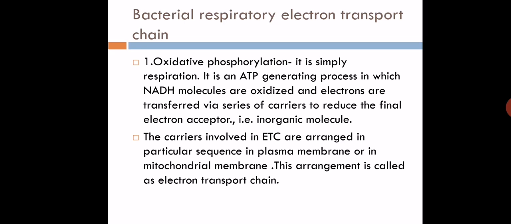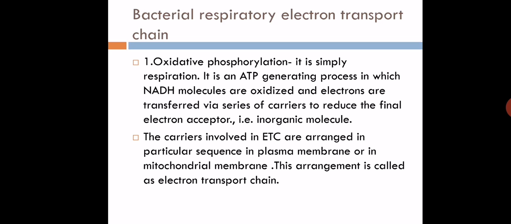Now we are studying the electron transport chain, the bacterial respiratory electron transport chain. See here, whenever there is an energy generating metabolic process, it may be substrate level, it may be oxidative phosphorylation, or there may be photophosphorylation. Actually, these are the 3 modes of ATP generation.